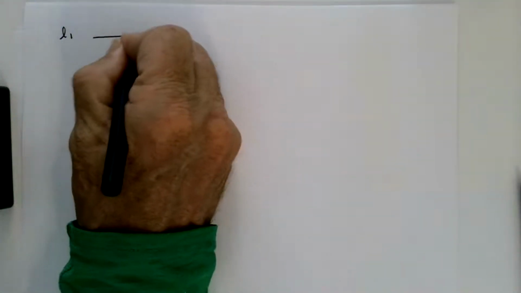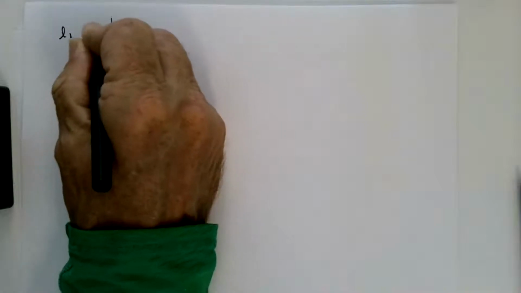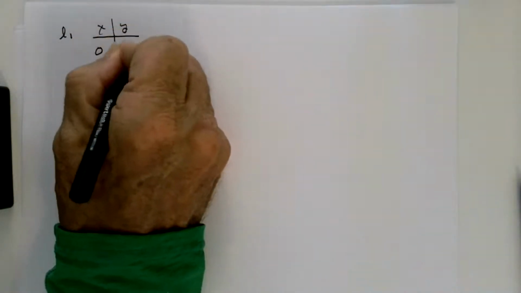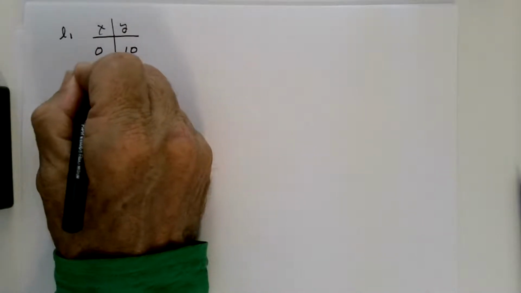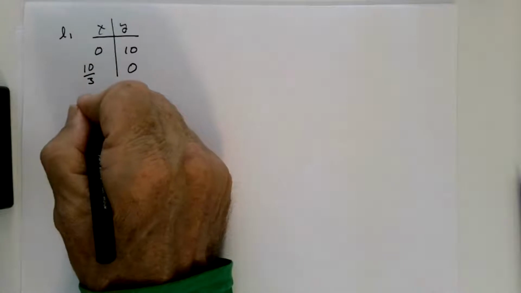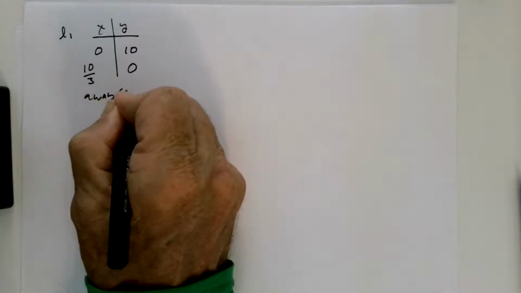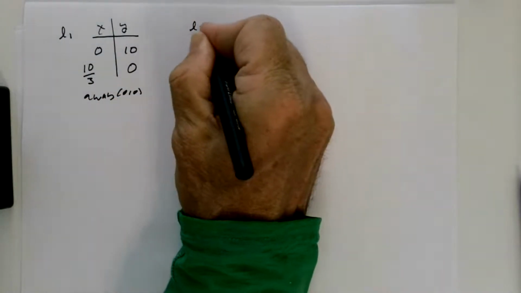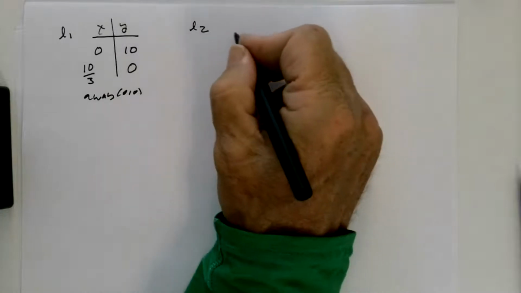So let's put these two regions together, find our feasible region together with the corner points. So line 1 again. XY, we had 0, 10, and 10 thirds, which is 3 1/3, 0. And we're shading away from 0, 0. Line 2, 0, 5, 10, 0.